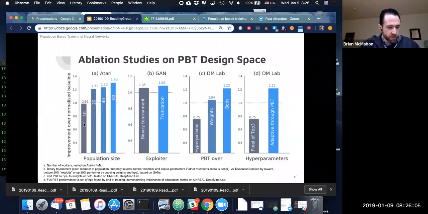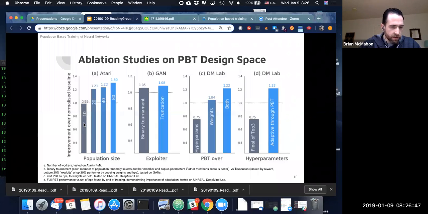So here we see they take a look at differing population sizes, particularly with training feudal networks on Atari. As you can see here, the performance is not actually great with 10 workers, but when you go up to, for instance, 20 workers, although the performance decreases over time, with at least 20 workers you're actually performing very well.